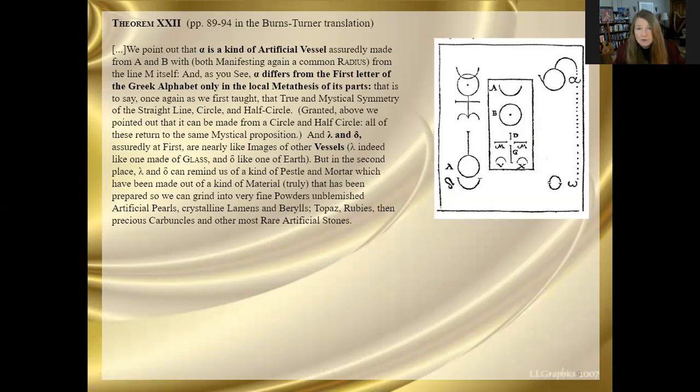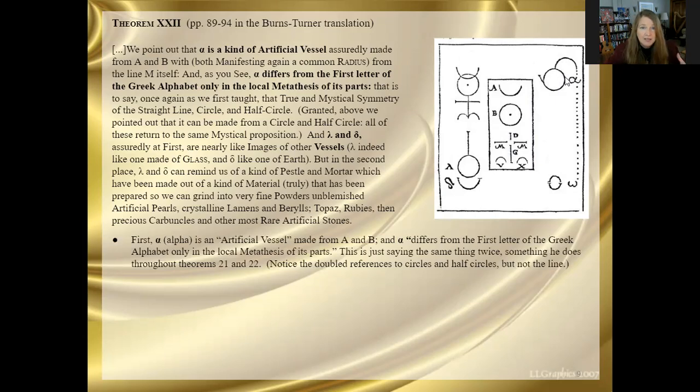As you see, alpha differs from the first letter of the Greek alphabet only in the local metathesis of its parts. We had a whole video talking about what the different things metathesis could mean. So you're switching components around, but you're not changing the components themselves. That is to say, once again, as we first taught, that true and mystical symmetry of the straight line, circle, and half circle. Granted, above we pointed out that it can be made from a circle and half circle. All of these return to the same mystical proposition, and he's said this twice, as he tends to do. Remember, vessel, vas, can mean in a double sense.